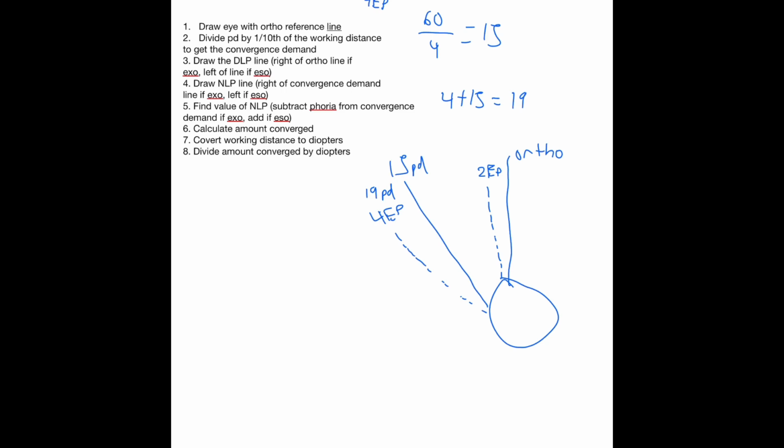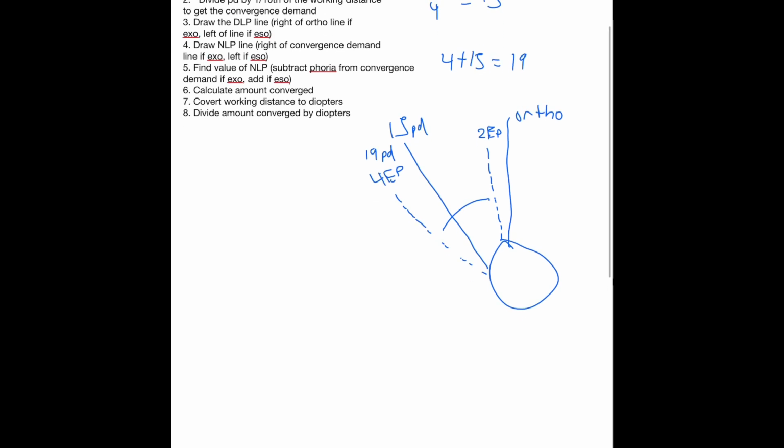Okay. Next, calculate amount converged. So when you're doing these problems, you can see that I wrote the phorias as dotted lines and I left the reference lines as solid lines. That's because what you're trying to figure out is the distance between these two dotted lines, so this distance right here. Okay, now you kind of have to think this through, but first we should figure out this distance from 2 esophoria to this 15 PD reference line.